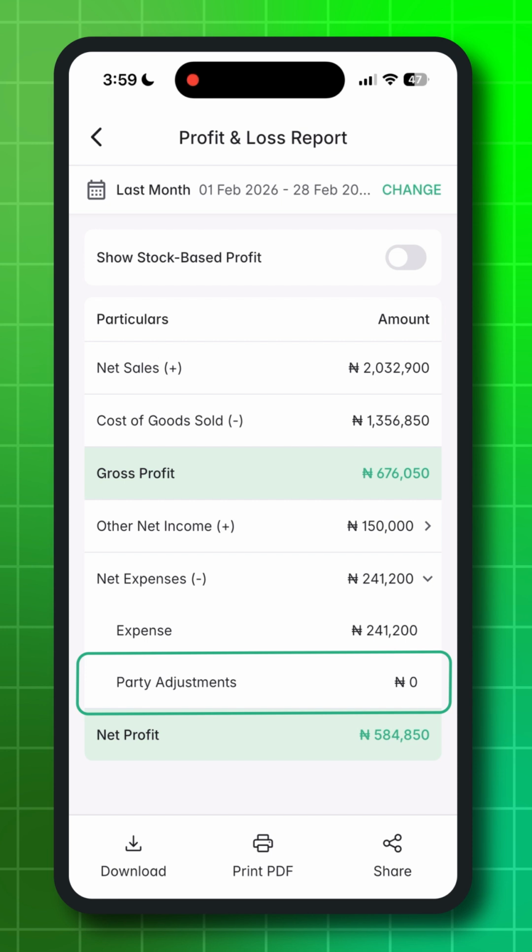So remember, party adjustments can affect the report in two ways. If the balance is added, it is treated as income. If the balance is reduced, it is treated as an expense. This ensures your report reflects the real financial situation of your business.